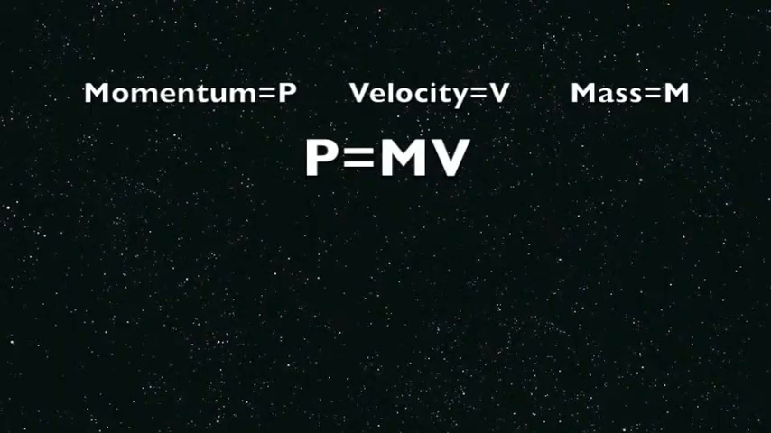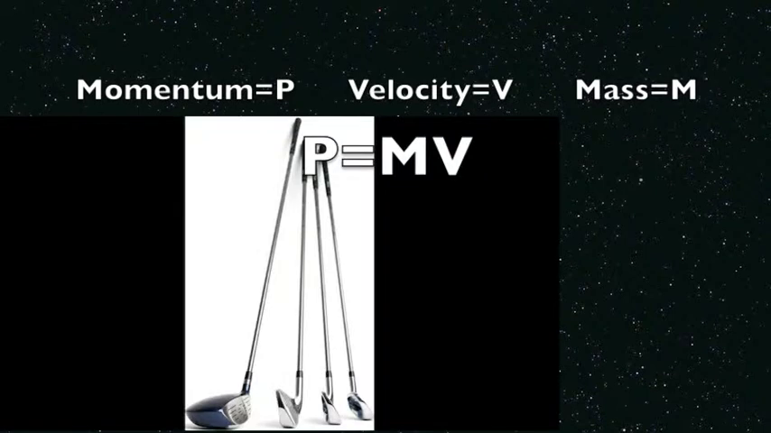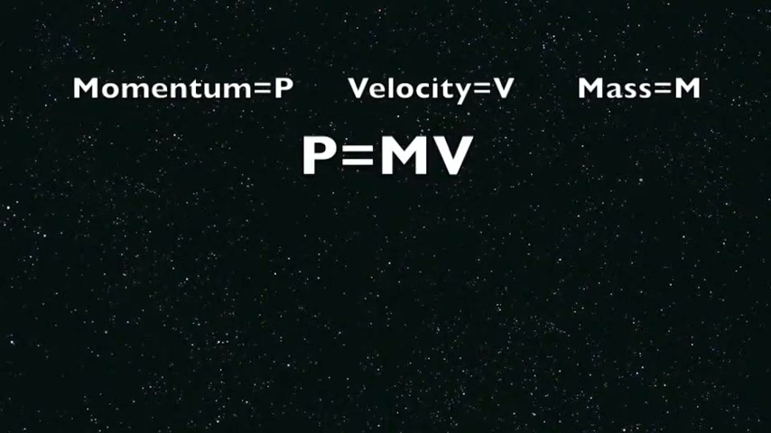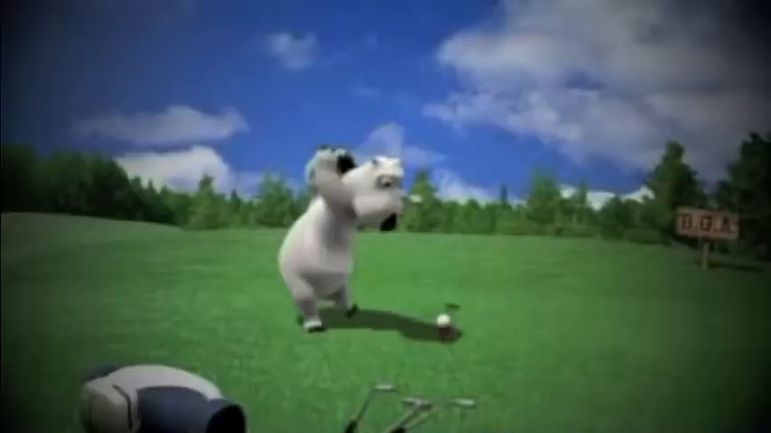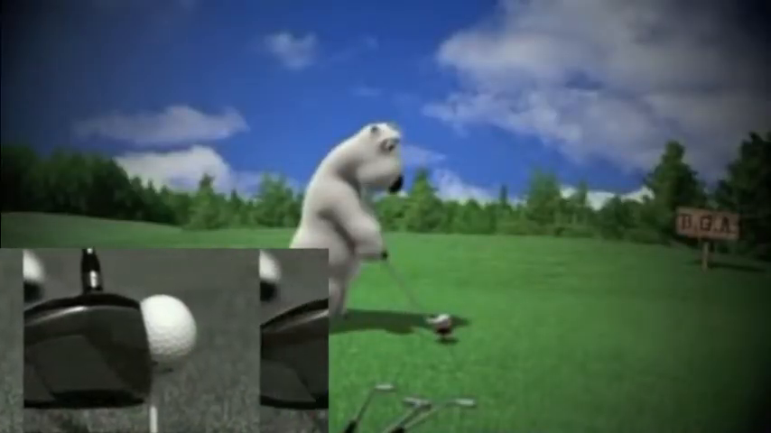The momentum of an object depends on two factors, mass and velocity. The equation for momentum is P = mv, where P equals momentum, m equals mass, and v equals velocity. In the context of the game of golf, mass is how heavy the club is, and velocity is how fast you swing it. At the exact moment when the golf club hits the golf ball, the momentum of the club is transferred to the ball.